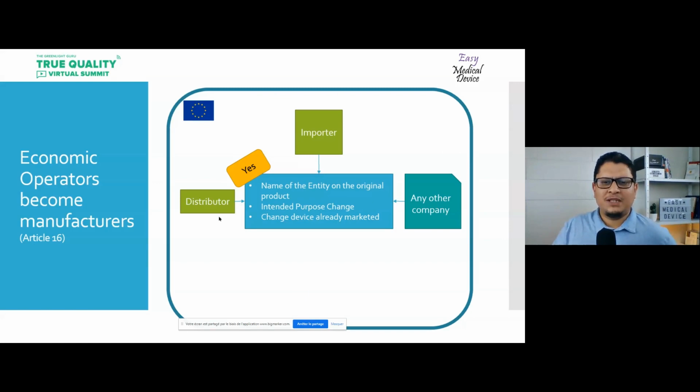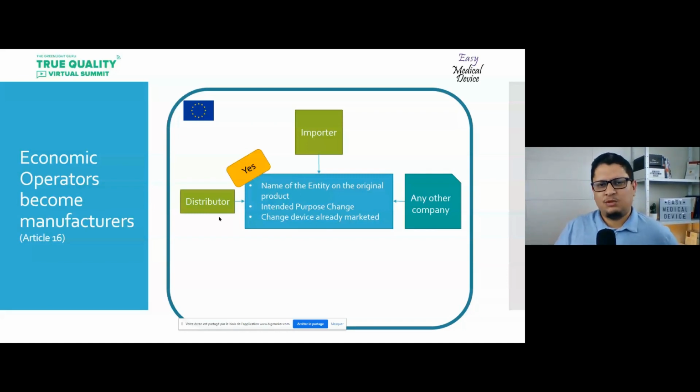if they change the intended purpose of the product, if they change the device already marketed, so the device is already marketed as a plaster and you change it to a sterilized plaster, or you put some kind of medicine on the plaster to have maybe some antibiotic on it, etc. This is a change of the intended purpose or a change of already marketed products. So then you will be considered as the manufacturer.